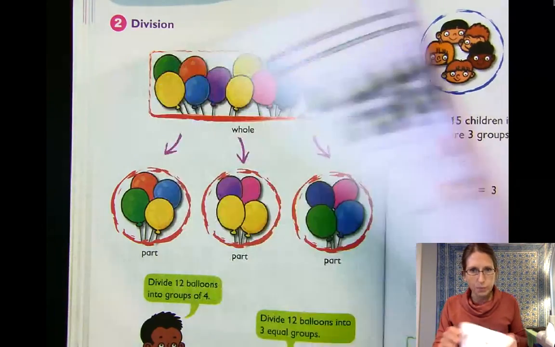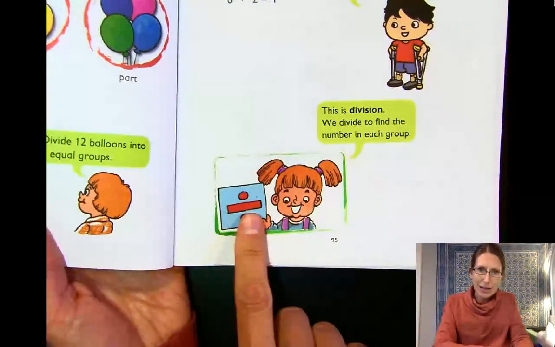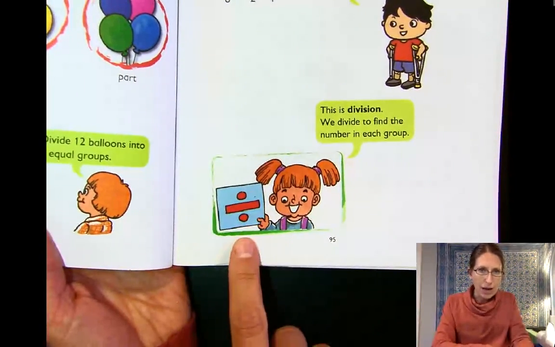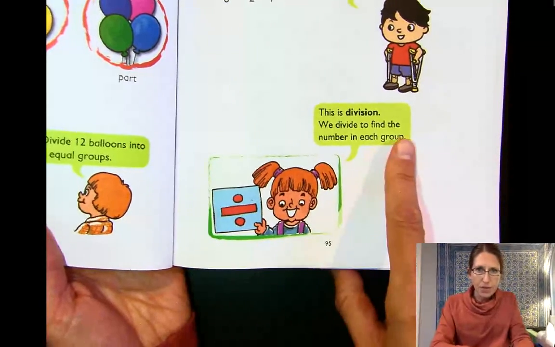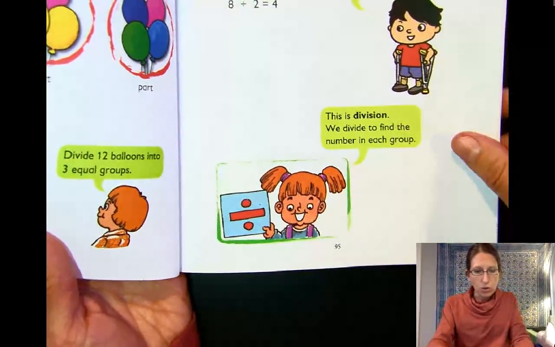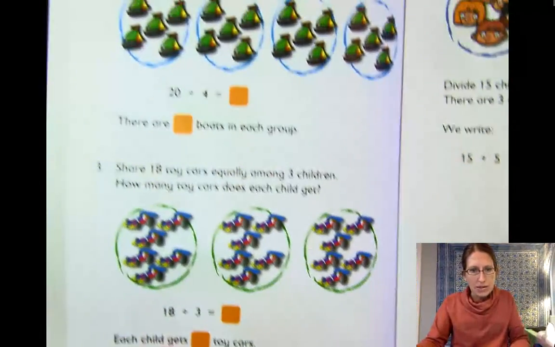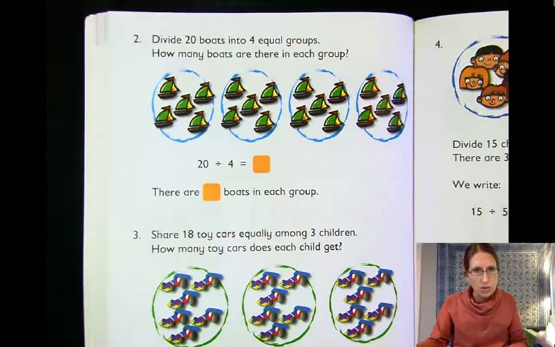Yesterday we also looked at our division symbol. Our division symbol looks like a minus sign with a dot on the top and a dot on the bottom. This is division. We divide to find the number in each group. All right, so again, these are some things we worked on yesterday.